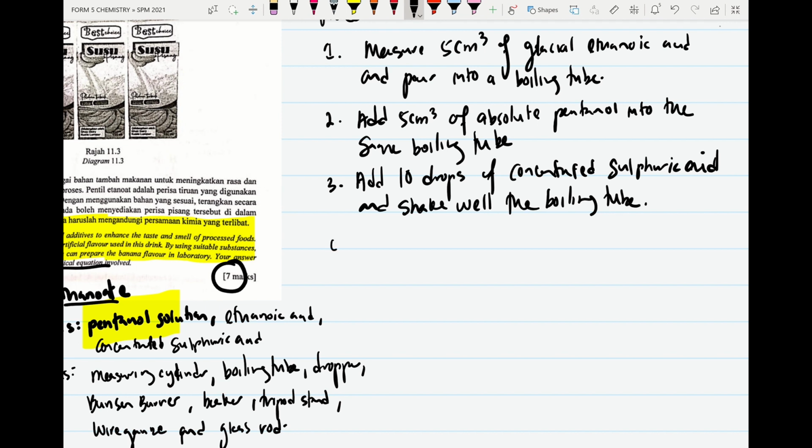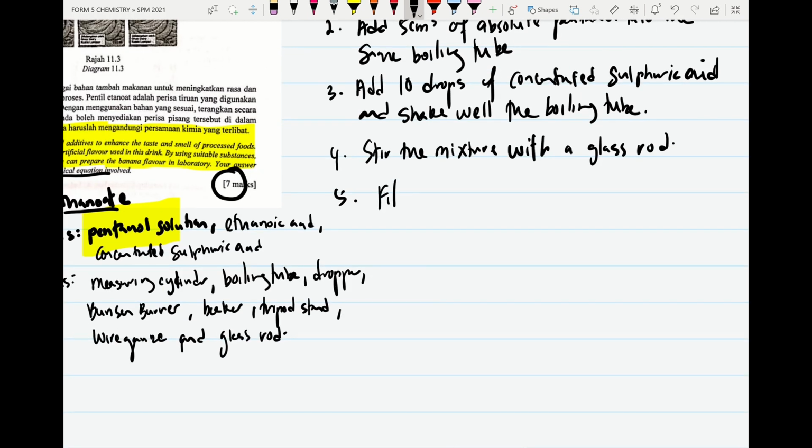All right, so next point number 4, we stir the mixture with a glass rod. All right, point number 5, we need to fill a beaker with 150 cm³ of water, and we need to heat to boiling.